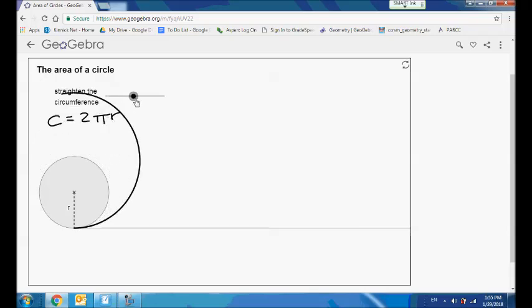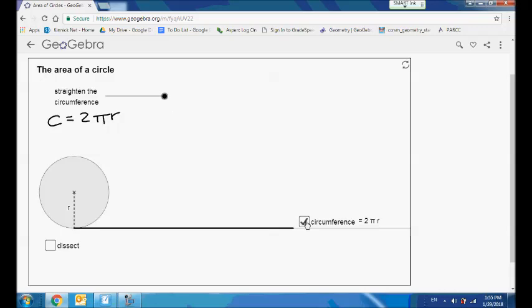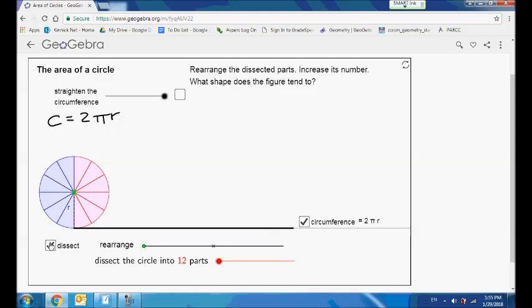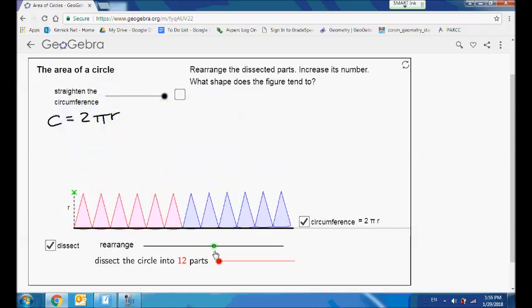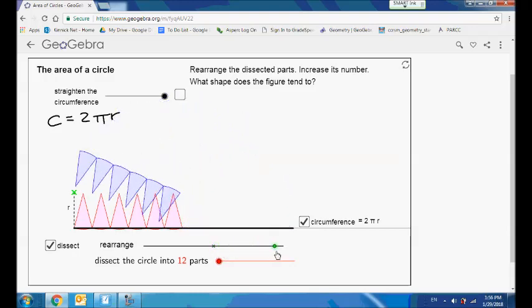So if I take that circumference and straighten it out, I will now cut this circle into different parts. I will dissect it, and right now it's in 12 parts. Each of those shapes is not a triangle. It's called a sector. And we'll talk more about sectors in Module 5 at the very end of the year. Now I can rearrange these and put them all in a straight line. I think it looks really cool. In a straight line. But then I will take half of them and put them on the other half, and I get that shape.